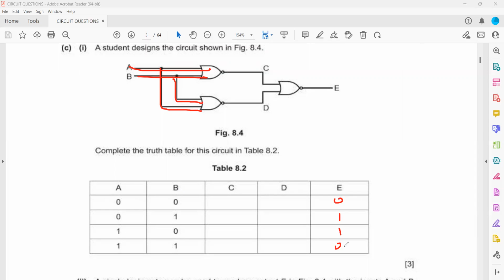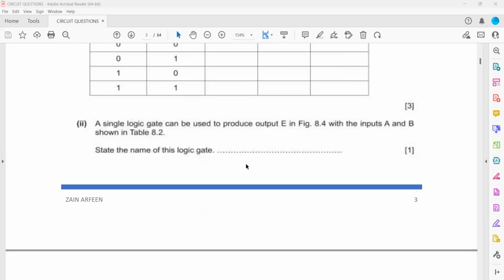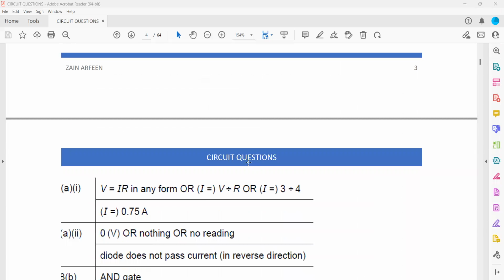So when both inputs are 0, output is 0. If one of the inputs is 1, output is 1. Both inputs are 1, output is 1. So when we compare inputs with the final output, it appears like an OR gate. So what we can do, we can replace this with an OR gate. This is the answer key.